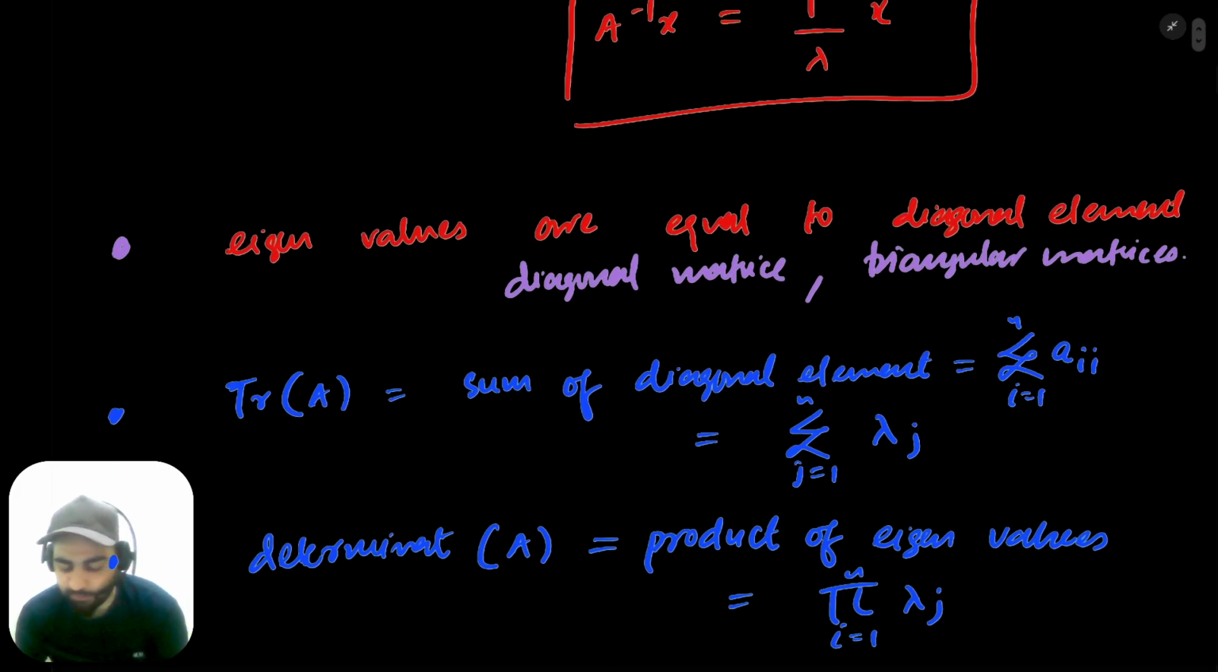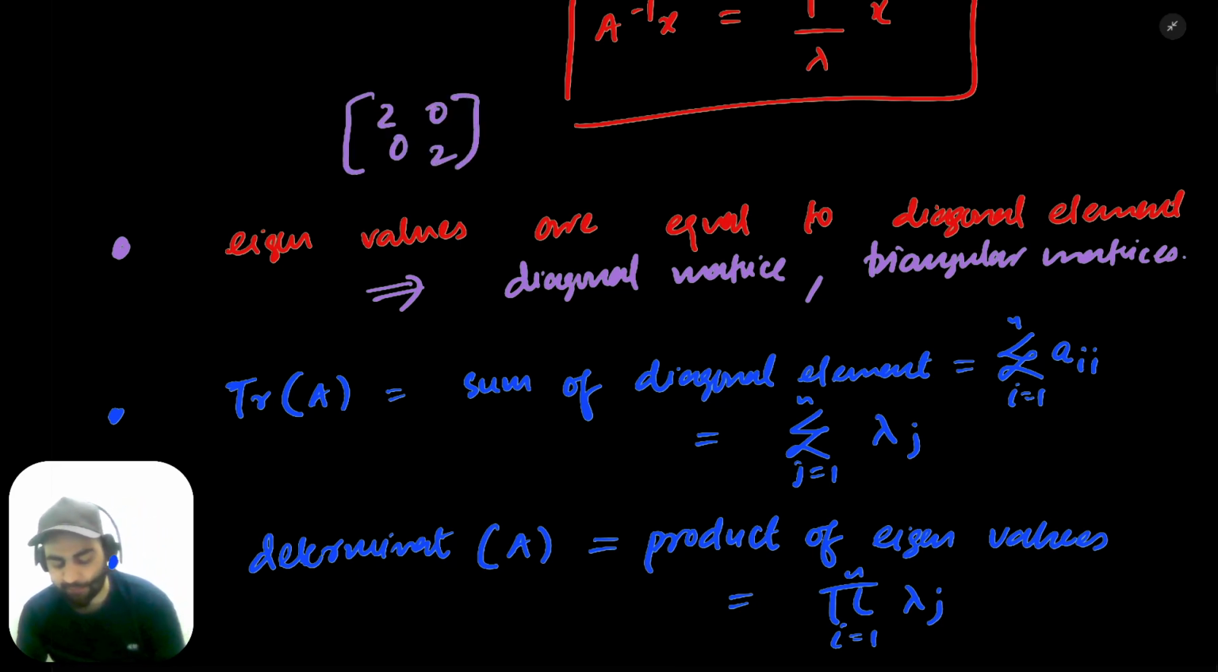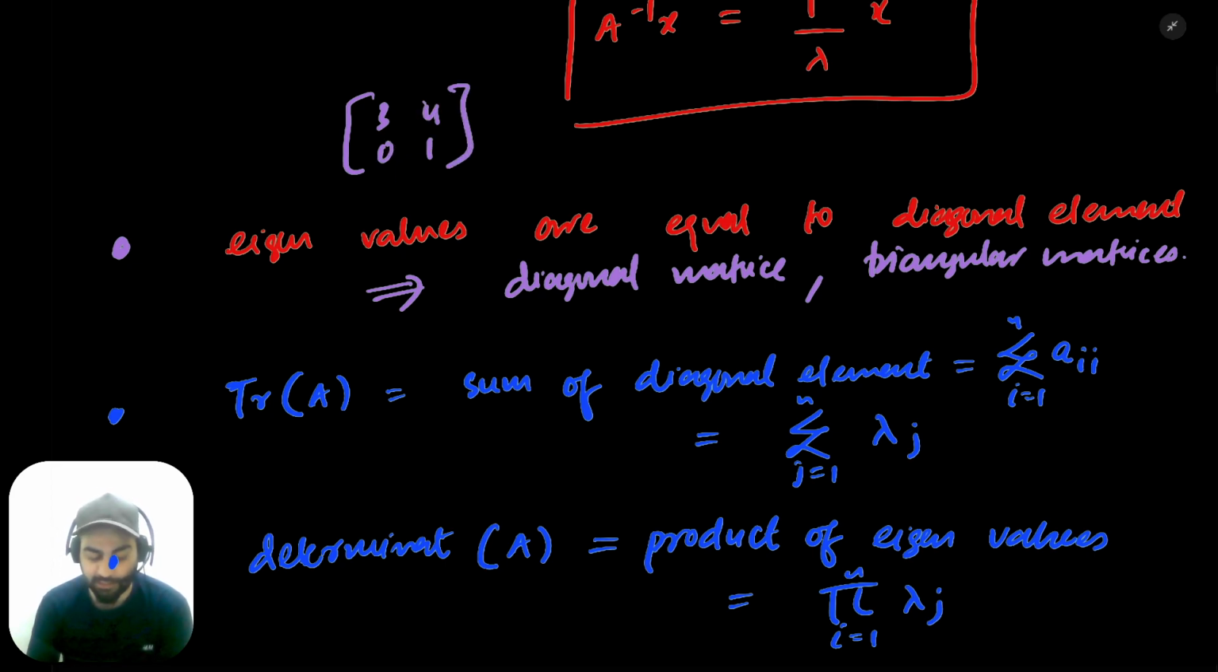And then the eigenvalues are equal to the diagonal elements for two types of matrices, the diagonal matrices and the triangular matrices. If you are given a diagonal matrix, let's suppose with 2, 2 on the diagonal and 0, 0 elsewhere, and somebody asks for the eigenvalues, you can say directly that 2 and 2 are the two eigenvalues. If somebody gives you, for example, a matrix with 3 and then 0, 4, 1, this is again a triangular matrix, so here the eigenvalues will be 3 and 1. And you can prove these properties.